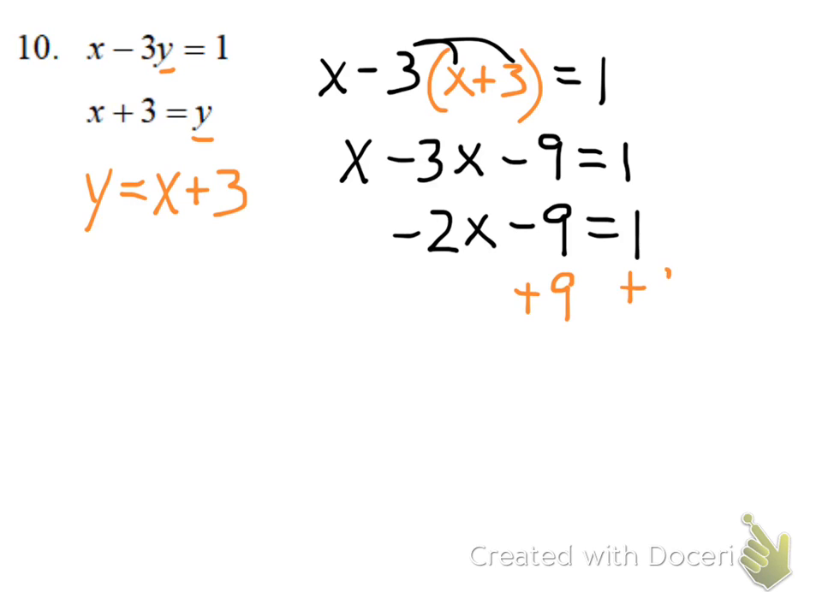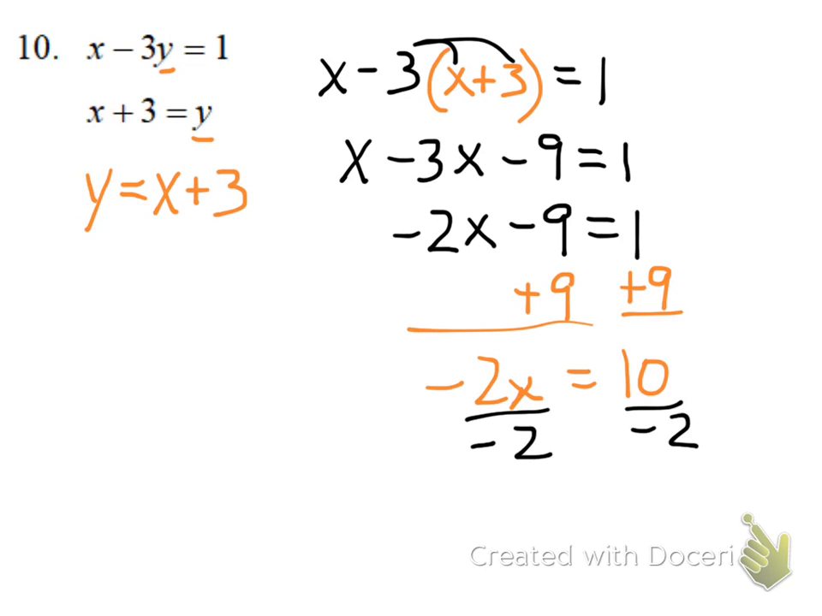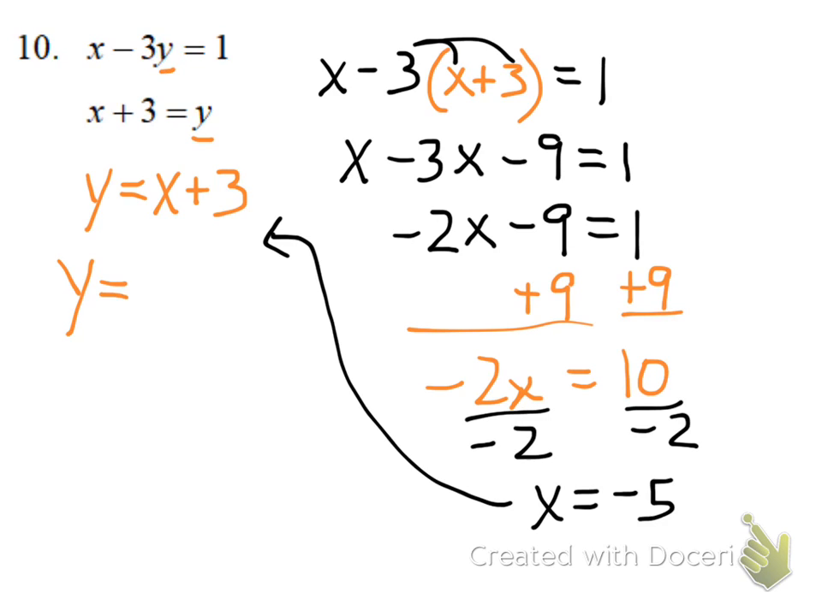Combine like terms. 1x minus 3x is negative 2x. Add 9 to each side. So we have negative 2x equal to 10. Divide both sides by negative 2. And so x equals negative 5. We have the x value. We're going to plug it back in. Combine those, you get negative 5 plus 3 is negative 2. Put it together as an ordered pair x, then y.